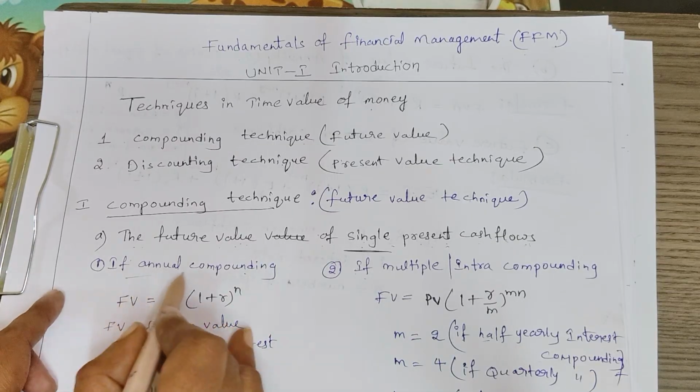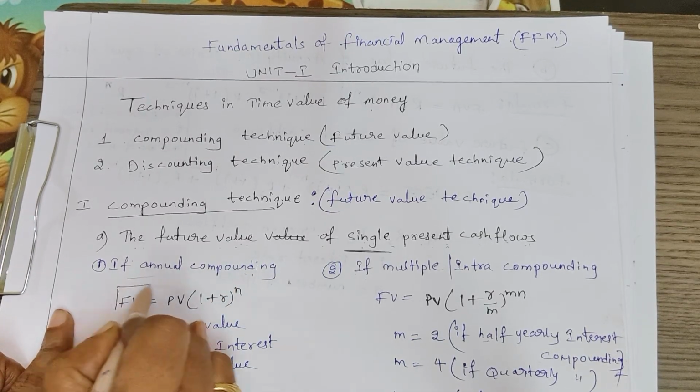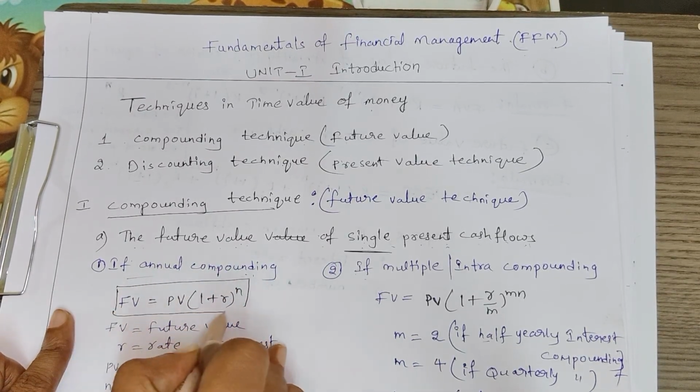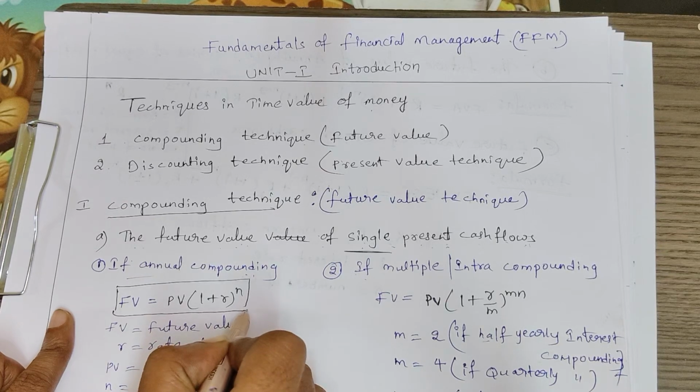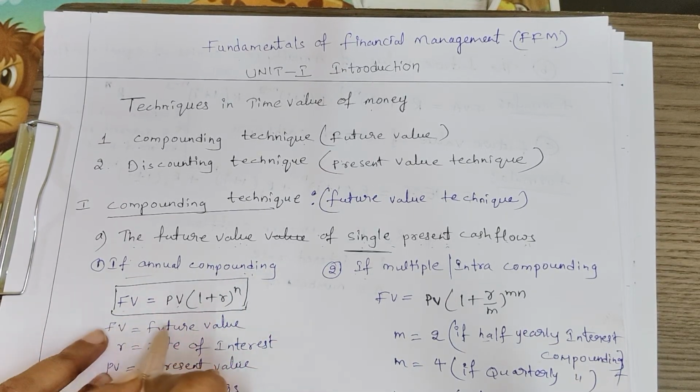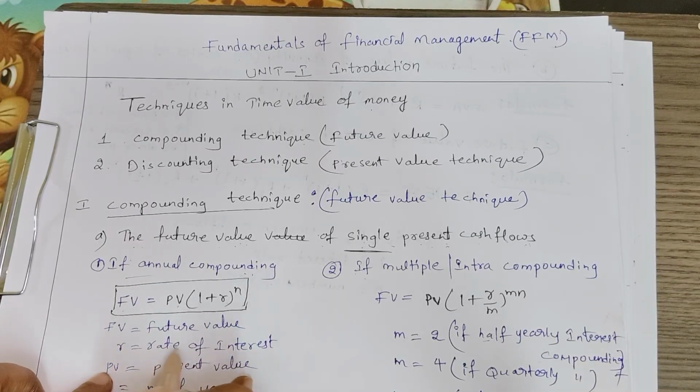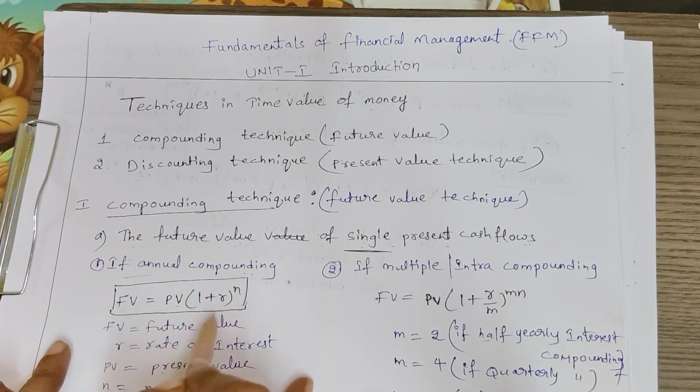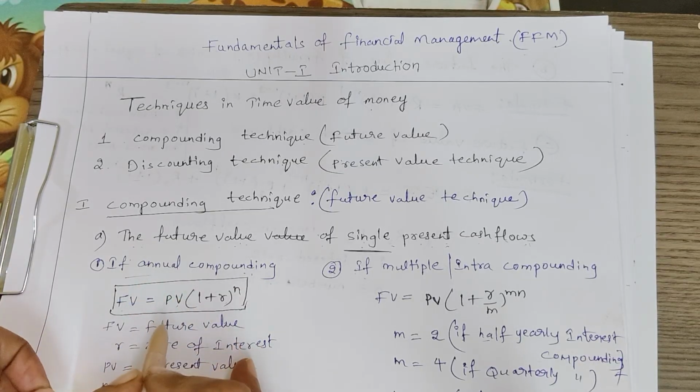So if it is annual compounding, what is the formula? Future value is equals to PV into (1 plus R) to the power of N. Here PV is equals to present value, FV is equals to future value, and R is equals to rate of interest, N is equals to number of years. So you apply this formula when you are having yearly, annual interest rate.